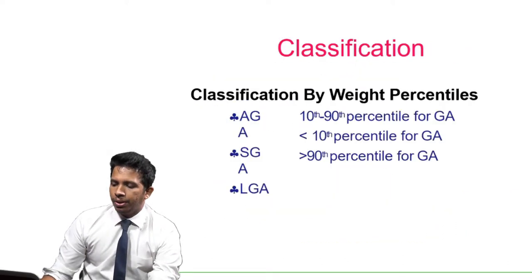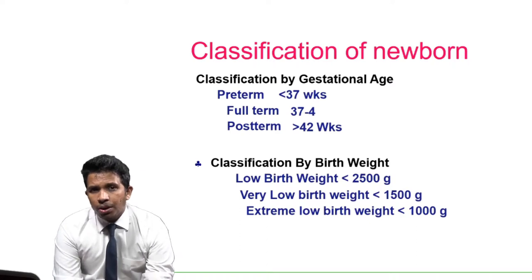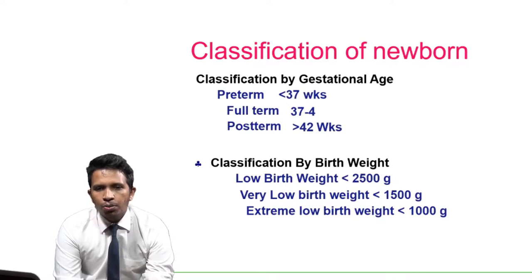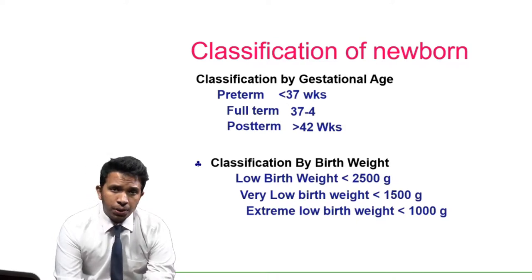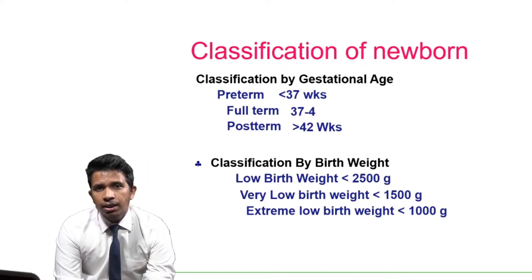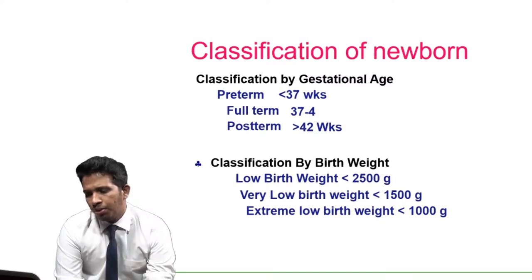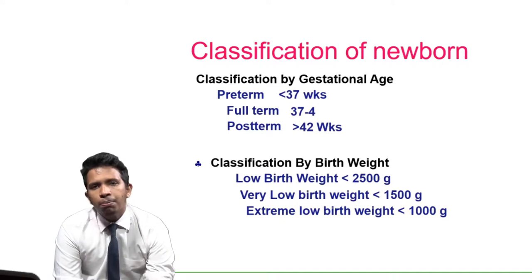So a newborn is a child that was born recently. Before a child is born, we classify the child's age via gestational weeks. We call that the period of gestation. So we have classified it as preterm, term, and postterm.